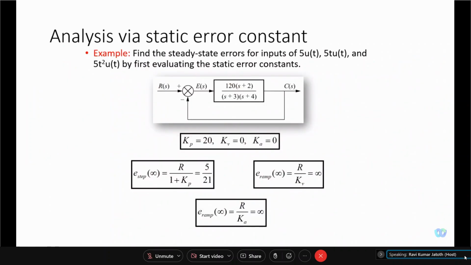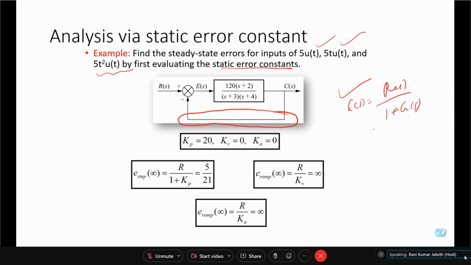So now let us take a control system given like this, to find the steady state errors for inputs of 5u(t), 5tu(t) and 5t²u(t), by first evaluating the static error constants. When we analyze the error constants, remember the derivation we used: E(s) = R(s)/(1 + G(s)), derived by considering it a unity feedback, correct?